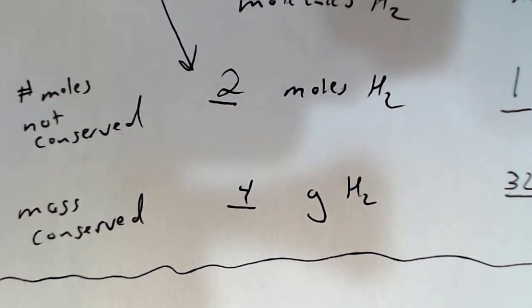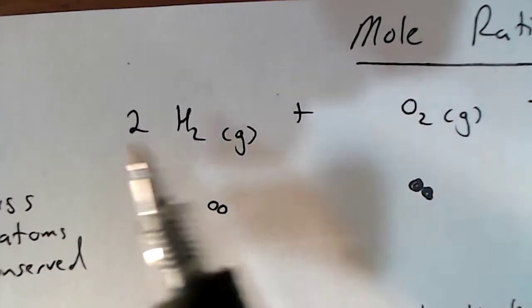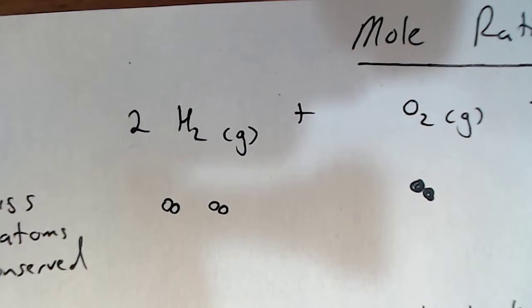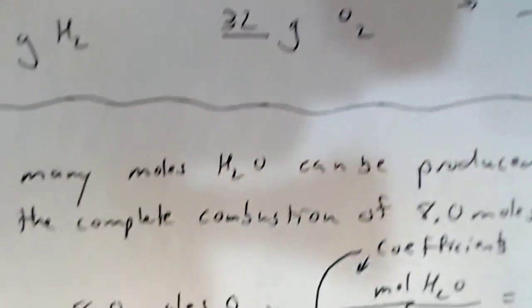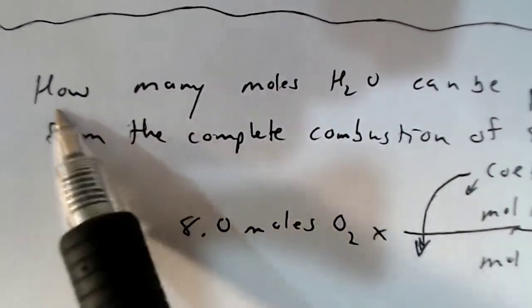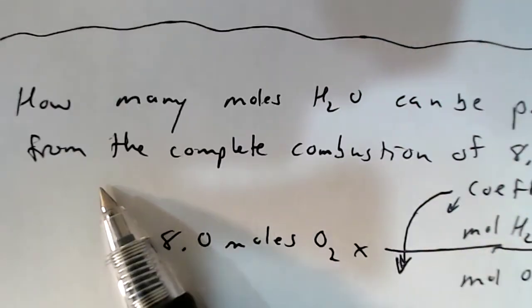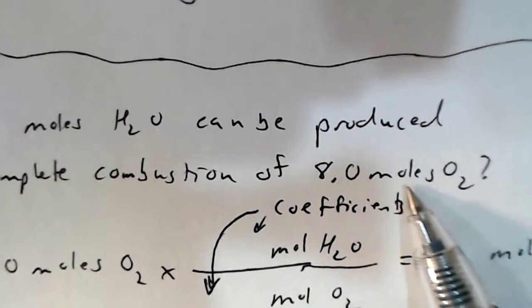Moles is not conserved, but these ratios in the balanced chemical equation are for moles versus each other. We're going to use that as we do our math for the next couple weeks. So let's use that balanced chemical equation to say how many moles of water can be produced from the complete combustion of 8.0 moles of O2.